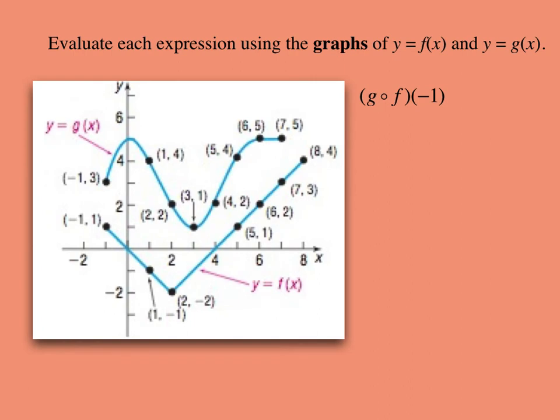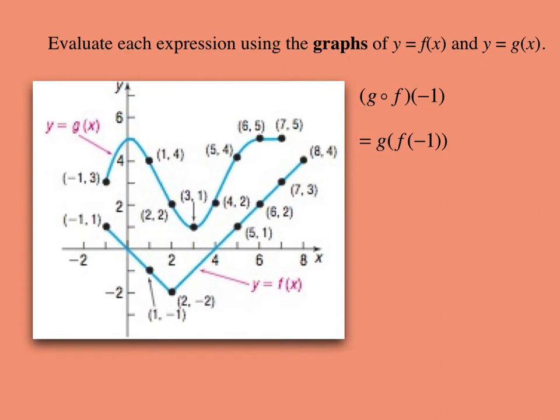Now here we have two graphs. There's the graph of the piecewise function f of x and the graph of the polynomial function g of x. And we're asked to find g of f of negative 1. We can also think of it using notation like this.